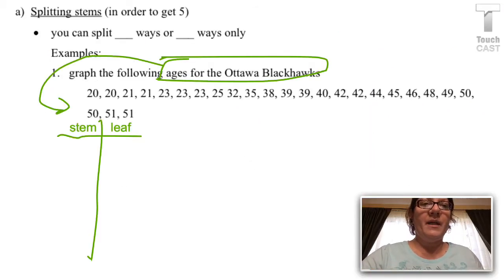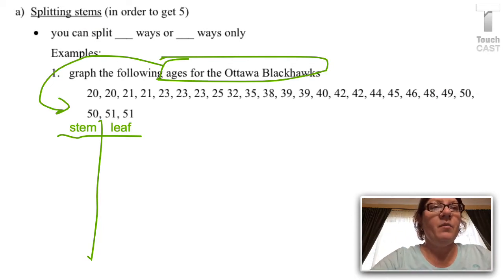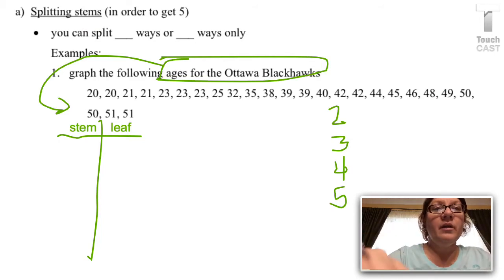Okay, so let's say I look at my data and I notice that I'm not going to have 5 stems, because here all I have are numbers in the 20s and then 30s and then 40s and then 50s. So that's going to be a problem with only 4 stems. I got a little lazy, but I would like for you to actually put Ages for Ottawa Blackhawks at the top, because you need to make sure you practice writing the title. So I have it set up for my stems and leaves.